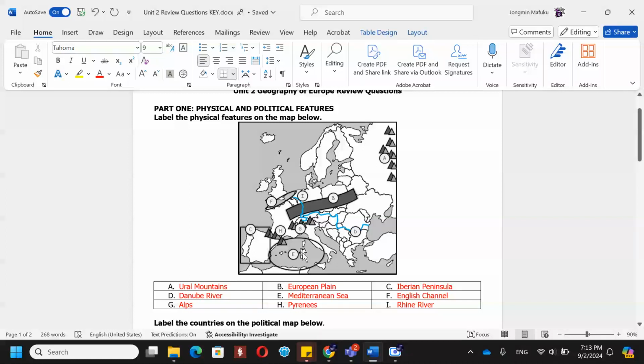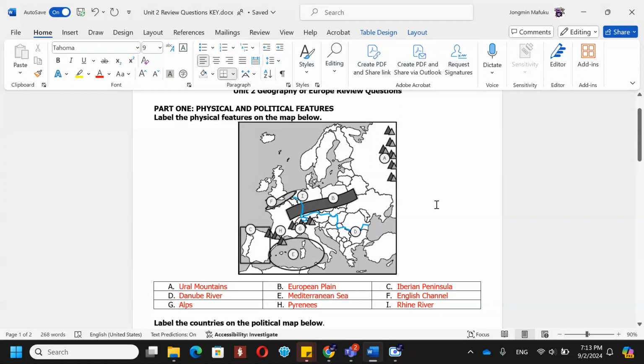F, English Channel, south of England, United Kingdom. It's a great way for trading, and it's a great way to connect the United Kingdom side of Europe to mainland Europe. G, Alps, beautiful, with Switzerland and Italy. Alps is right here, north of Italy, south of Switzerland. And then we go Pyrenees Mountain, H, which is a natural border between Spain and France.